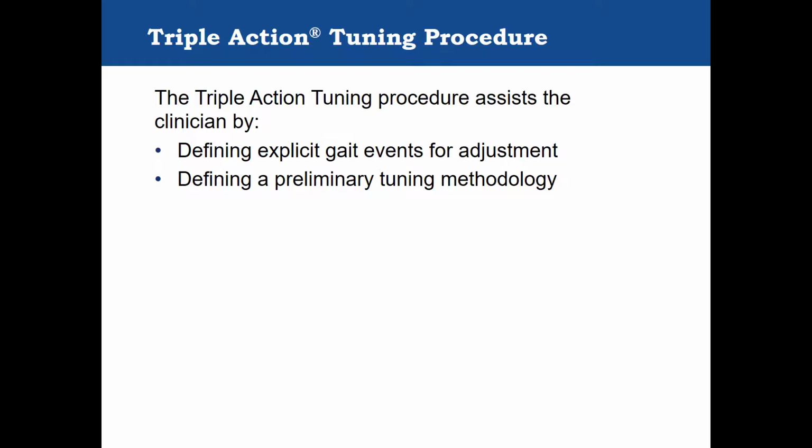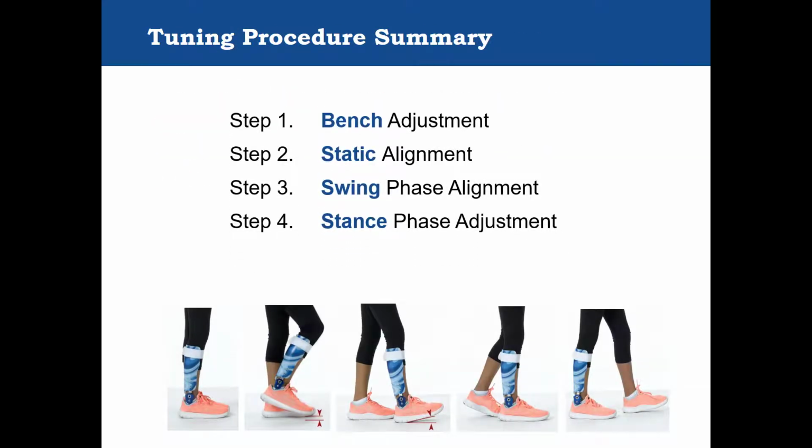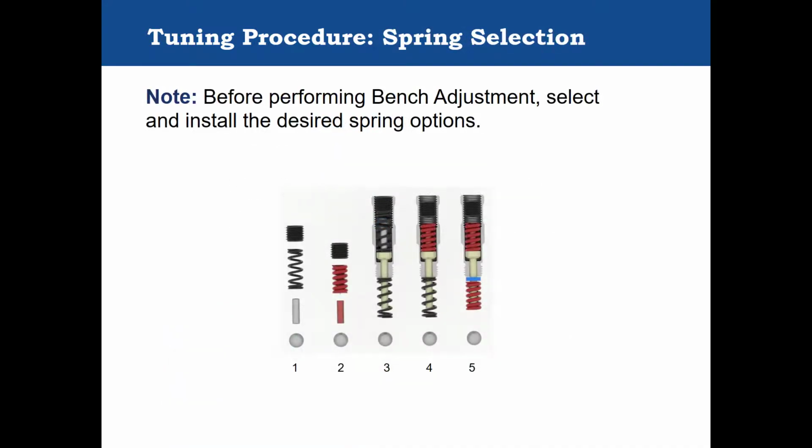The triple action tuning procedure focuses first on segmental tuning by defining specific events for observational gait analysis. The procedure is a useful starting point for a broad range of clinical applications. This procedure consists of bench adjustment, static alignment, swing phase alignment, and stance phase adjustment. Prior to beginning the tuning procedure, the appropriate spring configuration must be installed.